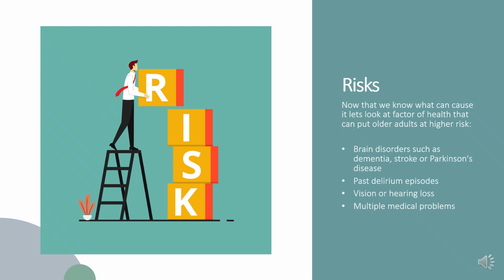Much like all conditions and illnesses, there are risk factors that put a patient at higher risk for delirium. Risk factors of older adults are present simply due to age and the natural body aging changes that happen, some of those being a reduction in brain function, vision and hearing changes, as well as past episodes. The more times a patient experiences delirium, the more likely they are to develop it again.